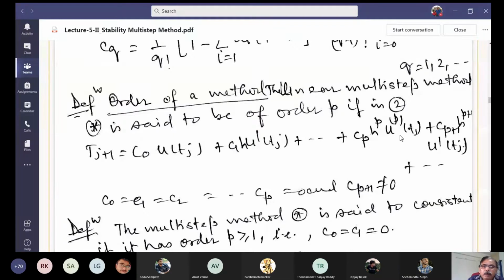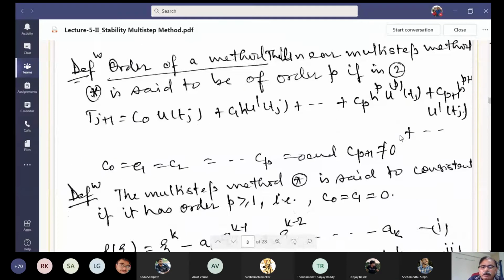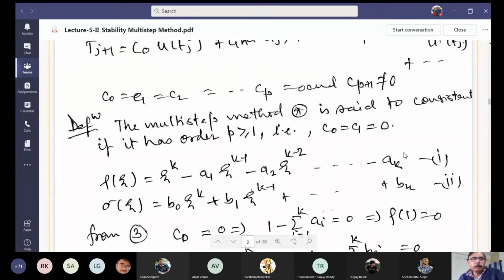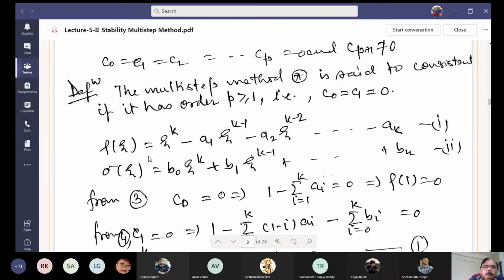For the consistency condition, we have already seen that C0 is 0 and C1 is 0. In the theorem we said that a multi-step method is said to be consistent if it has order greater than or equal to 1 at least, that is C0 is 0 and C1 is 0. Now we are going to see the relations with rho(ξ).